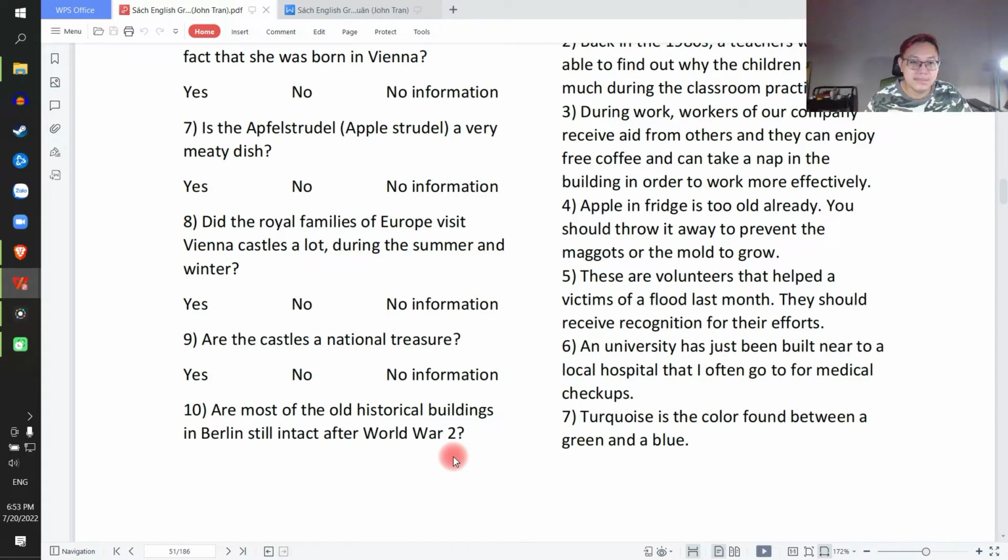Are most of the old historical buildings in Berlin still intact after World War II?